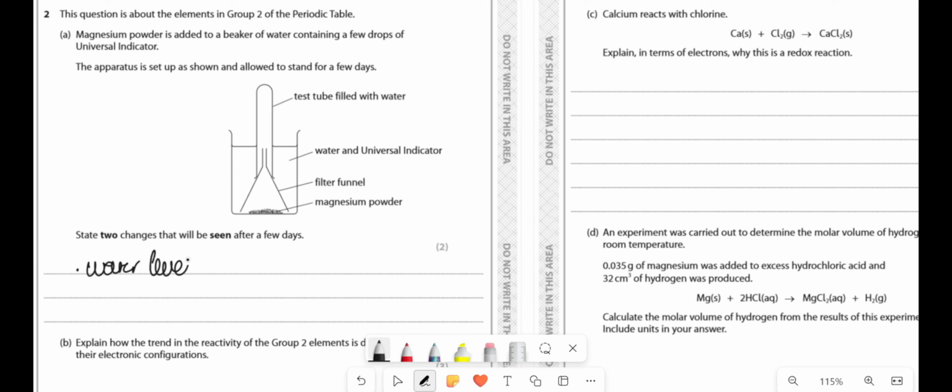So the water level in the tube drops, or you could say the gas collects in the tube. And then the universal indicator here: this is going to form magnesium hydroxide, which can move through this filter funnel into here, and that's alkaline. So the universal indicator goes from green to purple. It's been left for a few days, so it's had enough time to start doing its job.